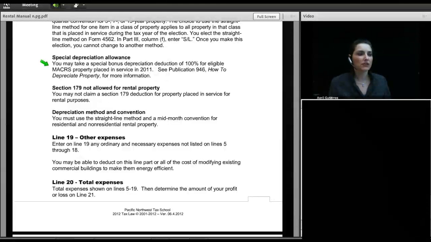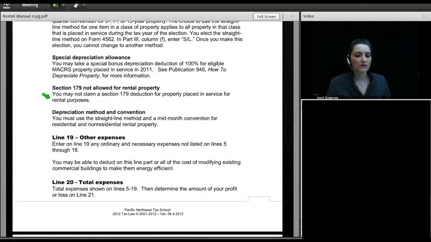But if in the property you replace the refrigerator, you replace the carpet, those are 5-year properties, normally eligible for 200% declining balance. You are allowed to claim bonus depreciation on those for tax years 2009, 10, 11, and 12. And for part of 2010 and all of 2011, the amount of bonus depreciation you can claim is 100%. And for 2012, it goes back down to 50%.